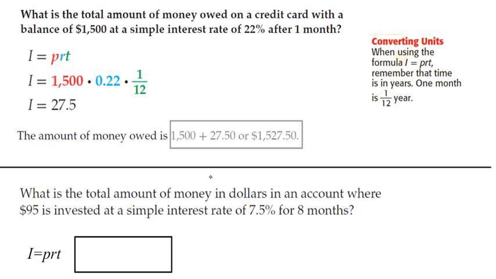$27.50. Okay. The total amount owed then is the $1,500 to begin with, but then we have to pay that interest as well. So the total amount is the sum of those two added together, $1,527.50. Okay, pause the video and try this one on your own, and we'll give you the answer in a minute.